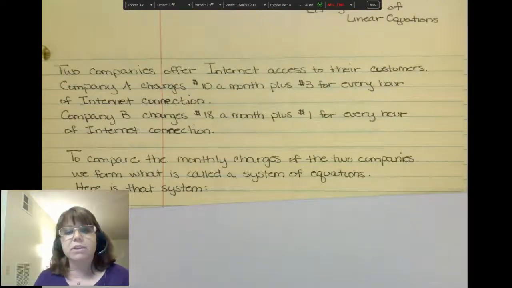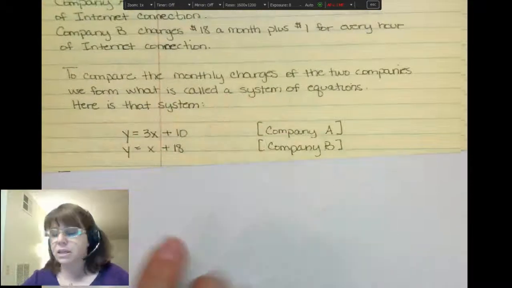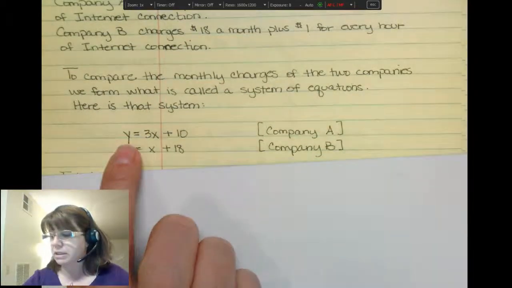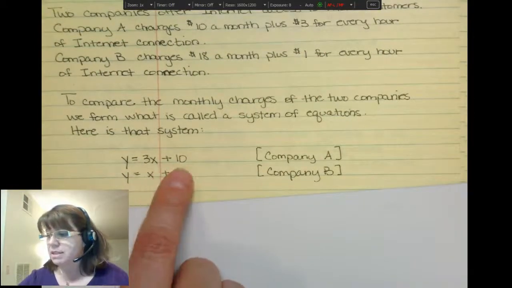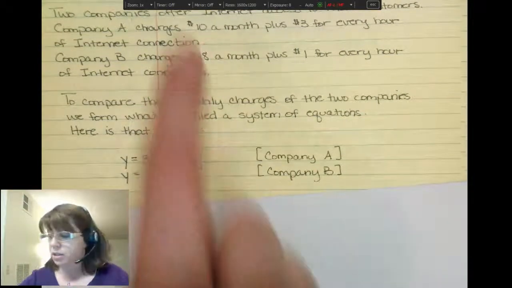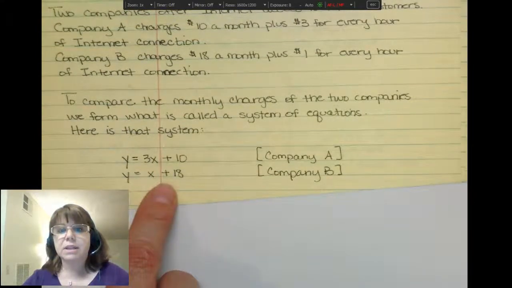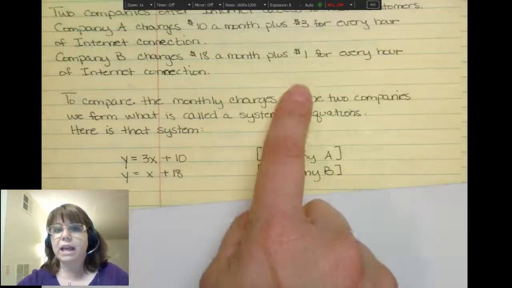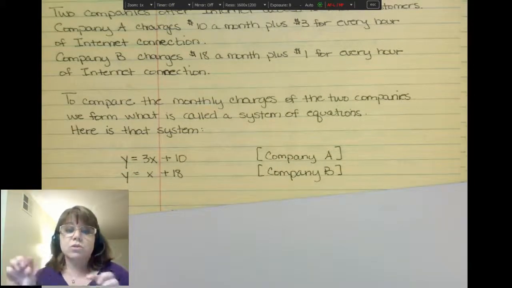What we can do is compare these monthly charges of the two companies, and the equations that we form will be called a system of equations. Here's that system. For the first company, your total bill is going to be $3 for every hour plus the $10 a month charge. So y equals 3x plus 10, that's company A. y equals x plus 18, so it's $1 for every hour, so there's an implied 1 in front of the x. Those two equations together are called a system.